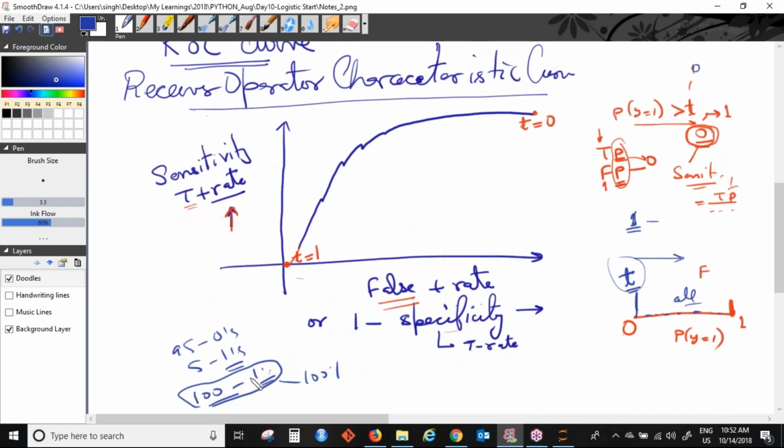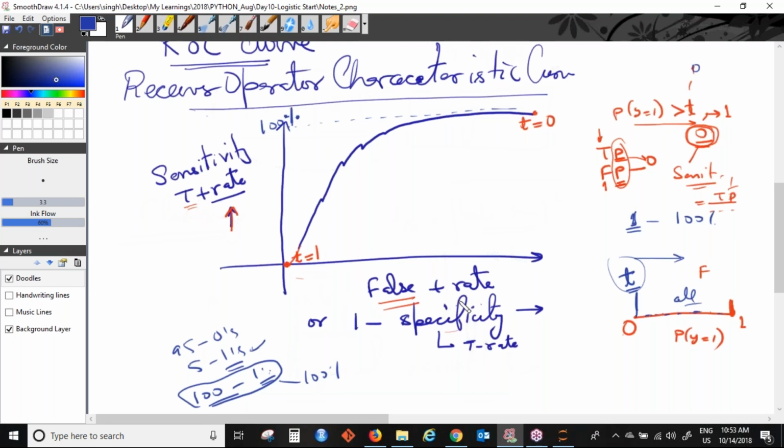So this is what sensitivity measures, right? It measures what proportion of actual ones have you caught. And since you are saying everybody as 1, obviously you will catch these 5 also. So that means it will be 100%. If your threshold is 0, your sensitivity will be 100%. So that is why you see this. This is at the maximum, and this is 100%. Okay, this will be 100%.